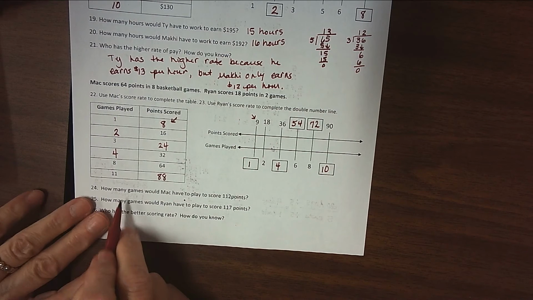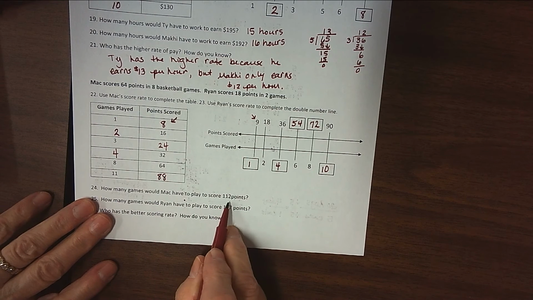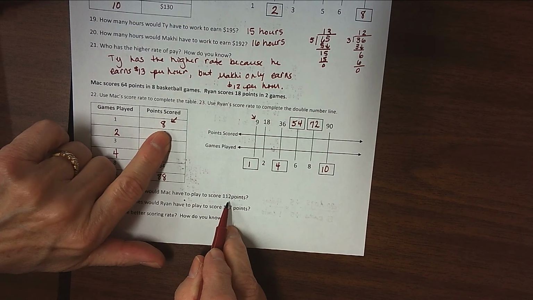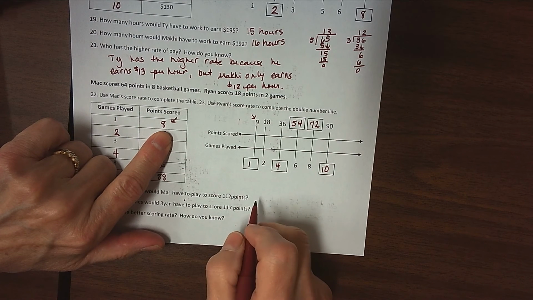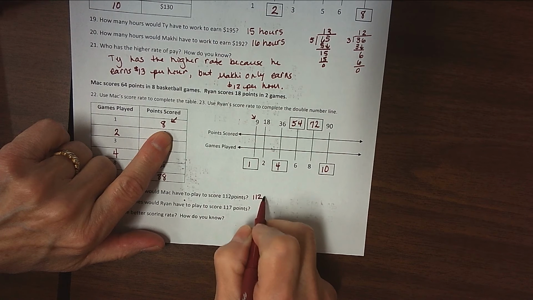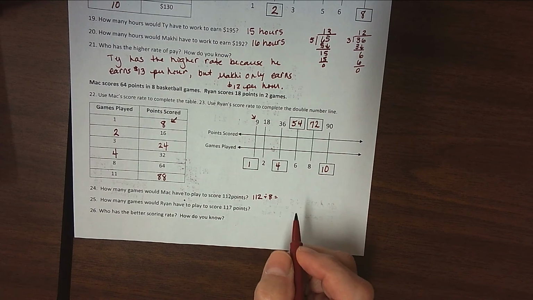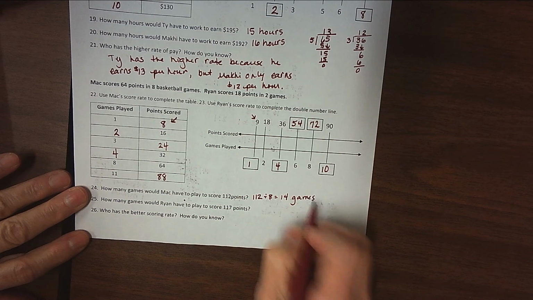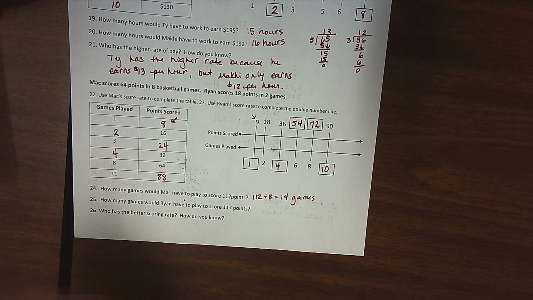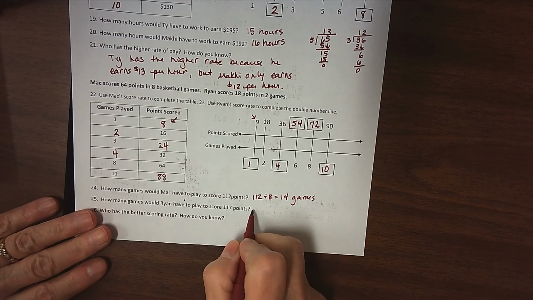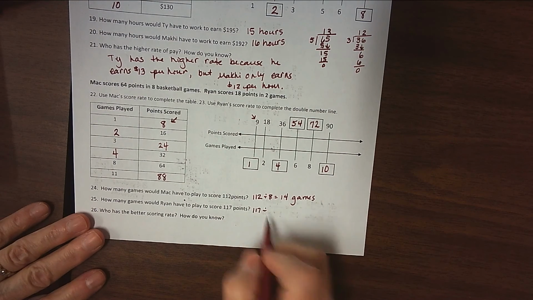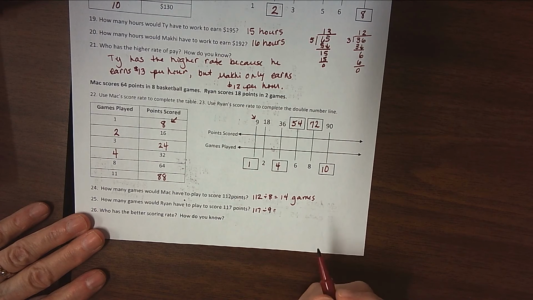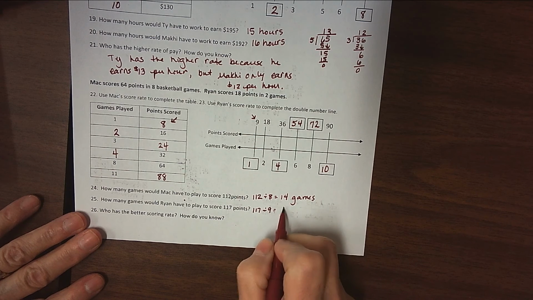Okay. All right, so how many games would Max have to play to score 112 points? Well, if he scores 8 points every game, 112 divided by 8 is going to give us 14 games. It'll take 14 games for that. How many games would Ryan have to play to score 117 points? We are going to take our 117 and divide it by our 9, the number of points we score per game, and that would give us 13 games.